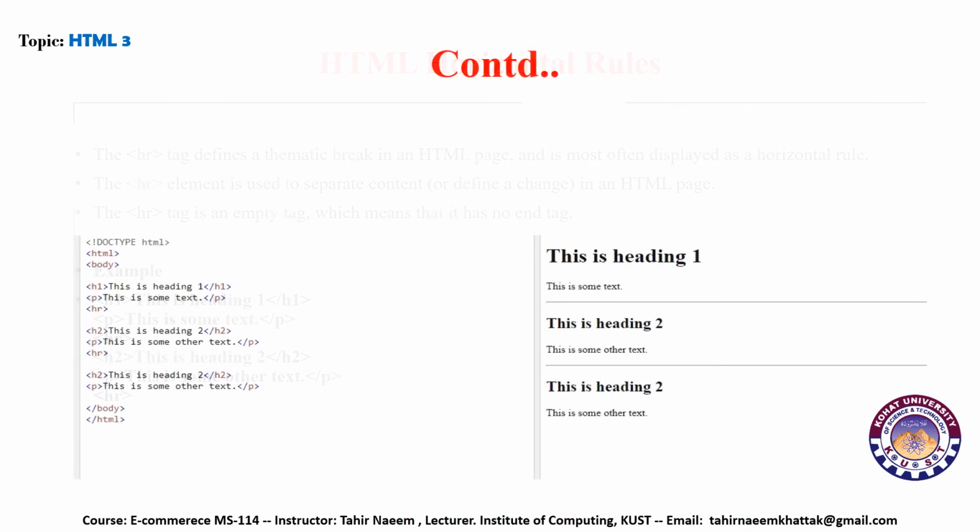Look at that. This is heading 1. This is some text and there is a horizontal rule. A horizontal line will be drawn. Okay, and similarly a horizontal line is drawn here. Look at this. This is the horizontal line, and this is the horizontal line. After this is some text, a horizontal line will be drawn, and after this a horizontal line will be drawn.